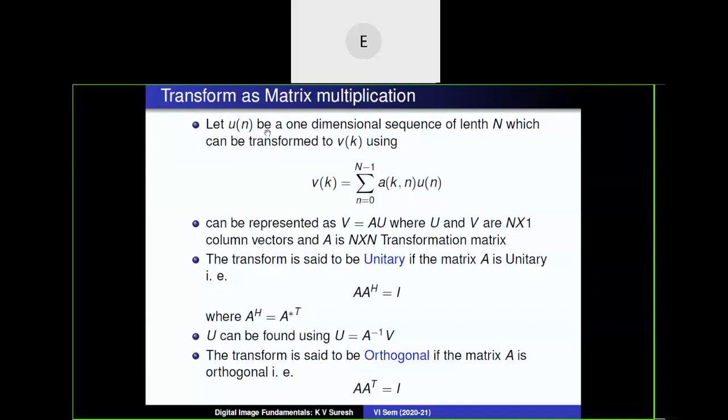Now when I transform this by using some transform, it could be any of the transforms that we are going to discuss henceforth, the transformed signal is represented as v of k. Please note these notations, they are the general notations. u of n is the input signal in time domain, N is the length of the signal, and v of k is the transformed signal. And the formula is this: v of k is summation n equal to 0 to N minus 1, a of k, n, u of n.